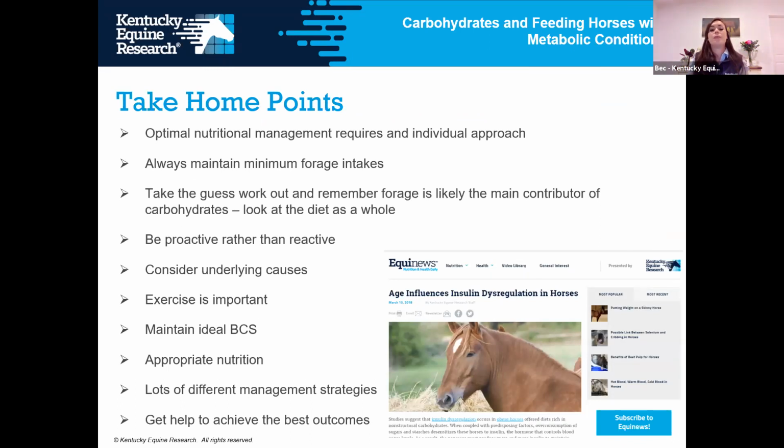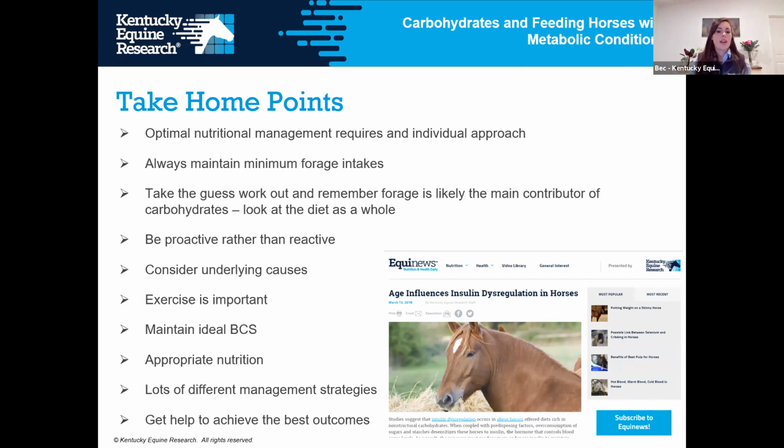individual situation. So I guess the take-home points here are, that we do have this individual approach that we need to consider. There are so many factors. This is just a tiny little snapshot of what needs to be considered. And always base your ration off forage. We still need that for the horse's gut health, and we still need to be working with that, get it tested, see what you've got, and then go from there.